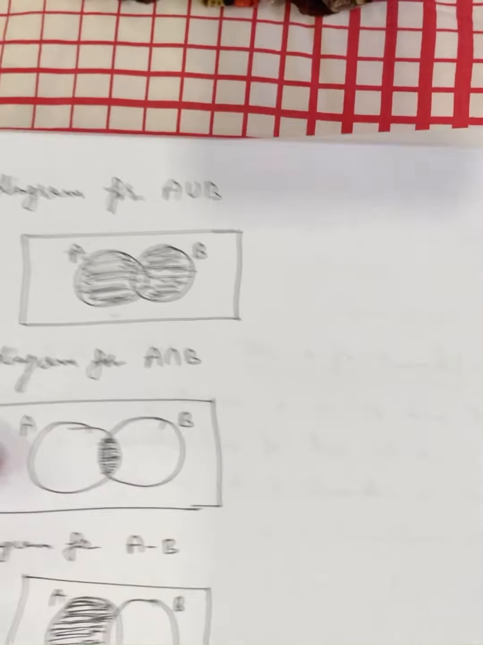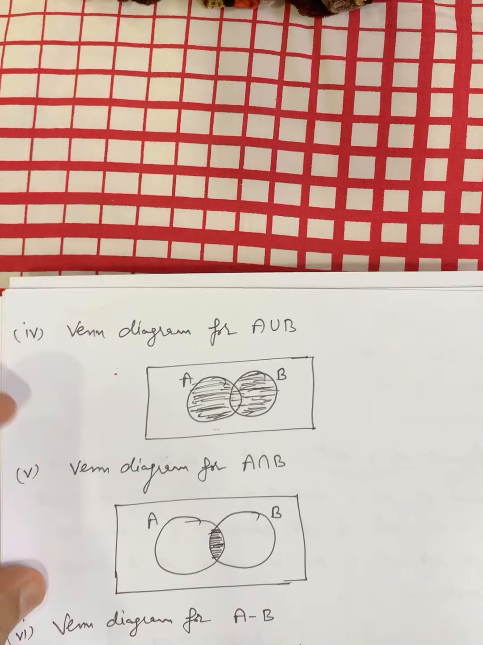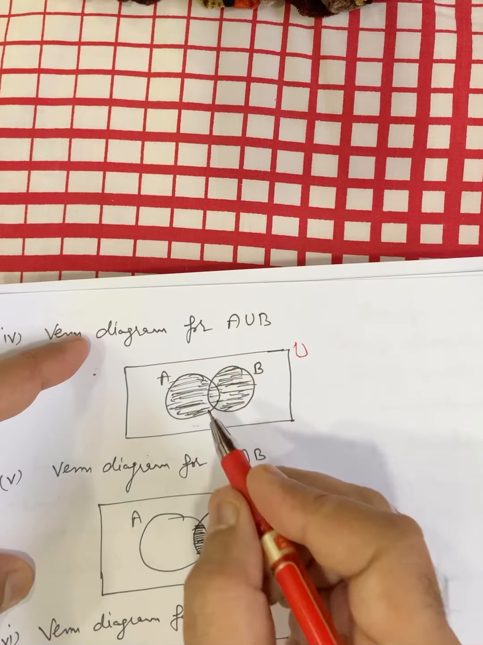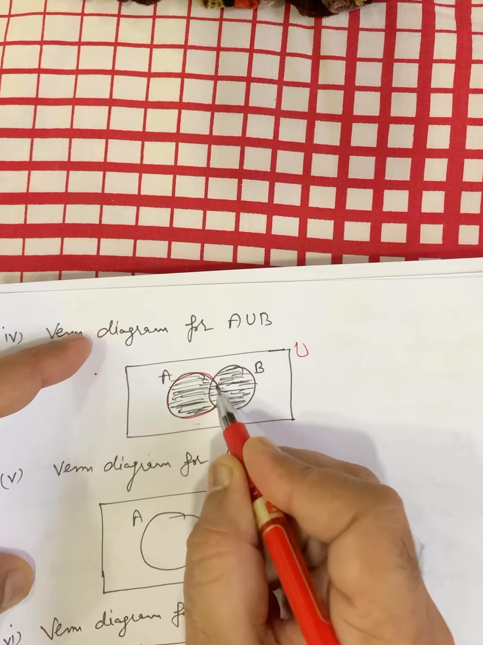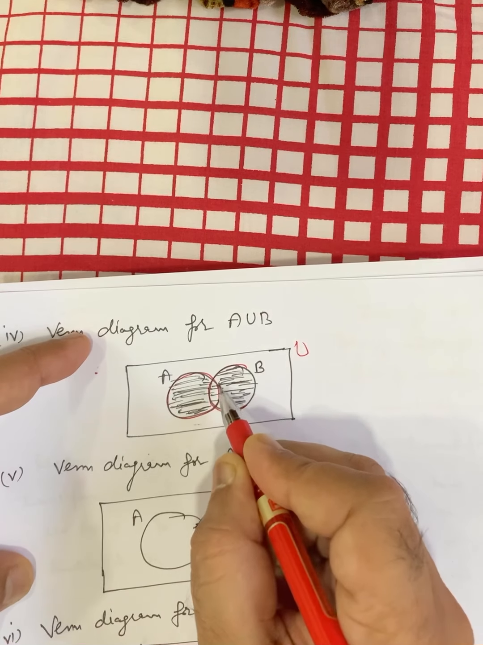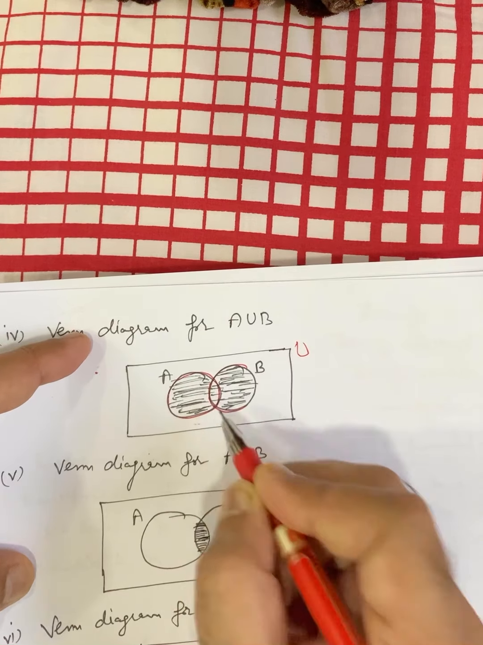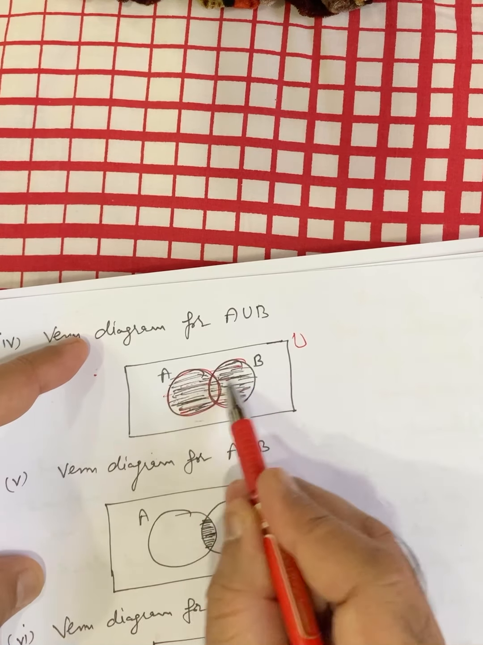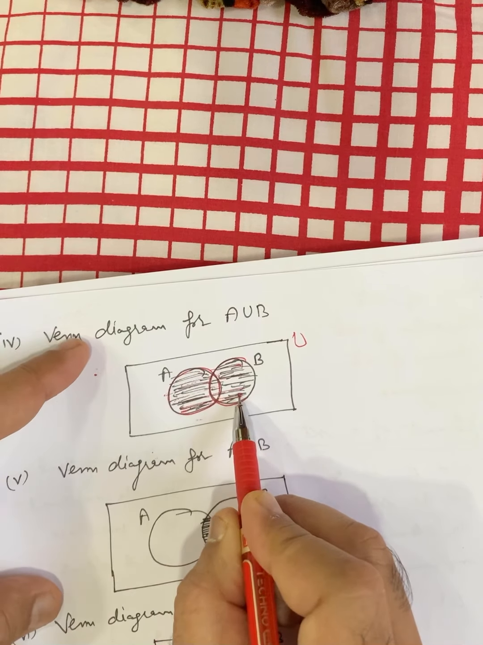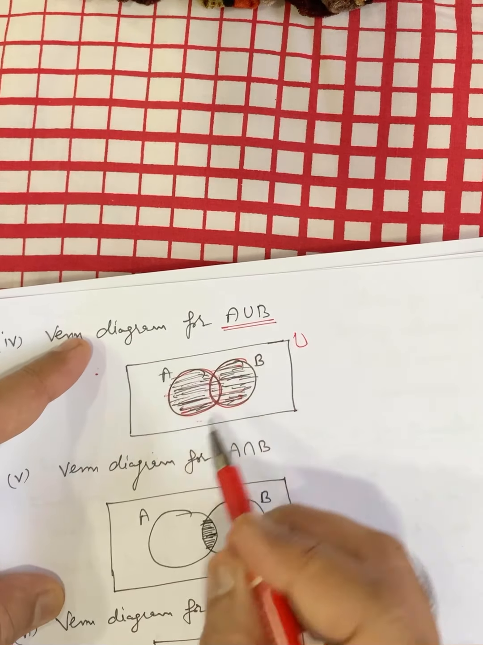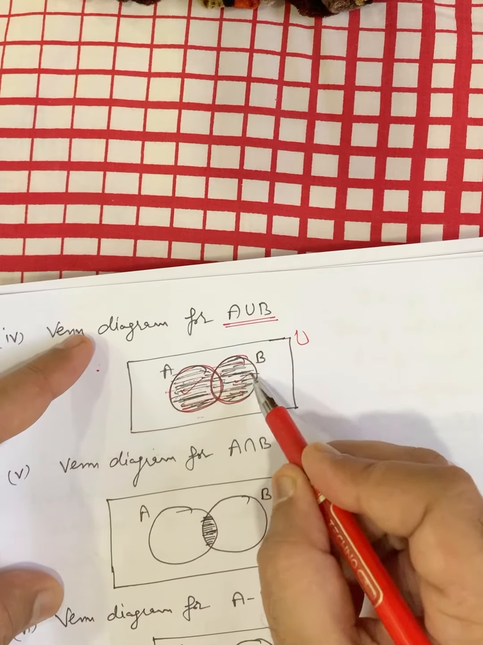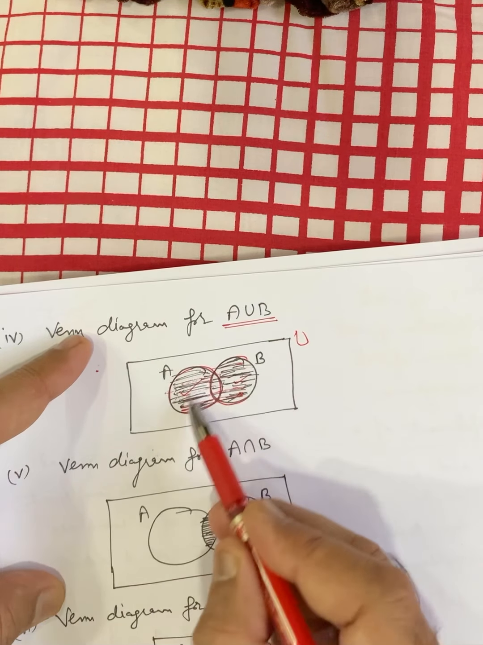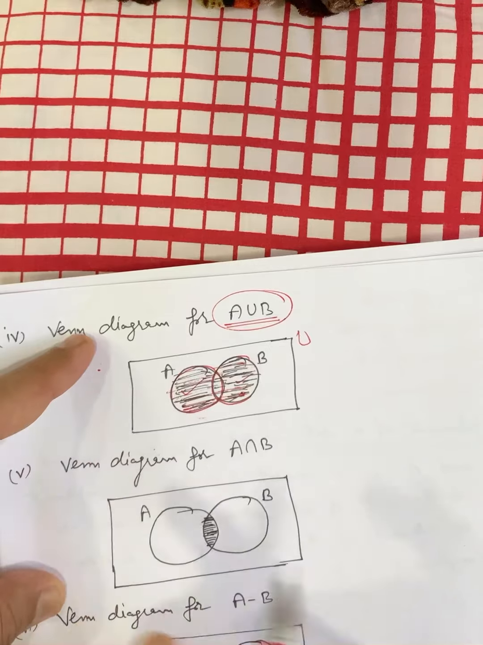After that, Venn diagram for A union B. For A union B, this is the universal set. These are the two circles which represent the sets A and B. Here they have some joint. So if we shade all the portion of the two circles, that represents A union B. A union B में क्या होगा? A और B के सारे एलिमेंट्स बिलोंग करेंगे, इसलिए हम उसको सारे को शेड कर देंगे. That shaded part shows A union B.